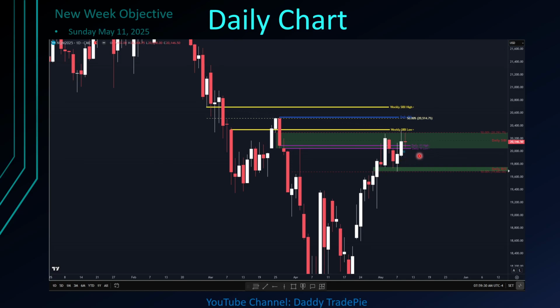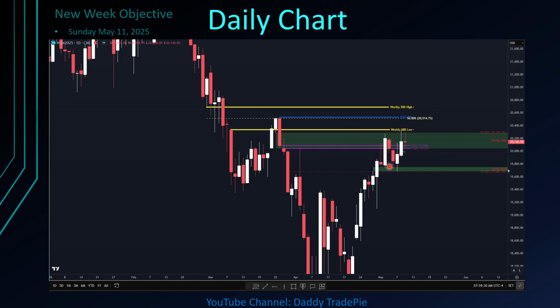So now on the daily chart, we can see this inefficiency over here from March. We have a daily CB formed and we traded up into this. We tried in the previous week to go out of the CB, but we failed and we traded lower. We respected the consequent encroachment of the daily CB.